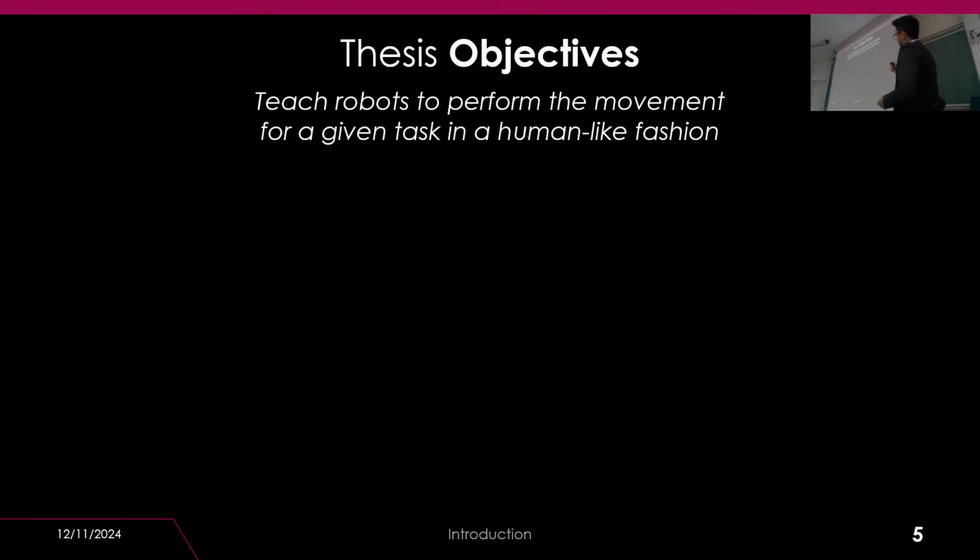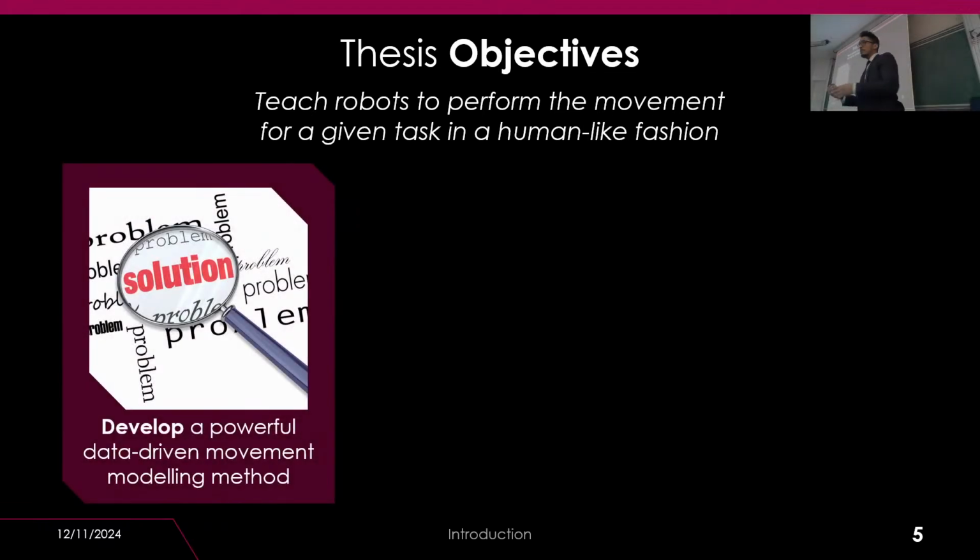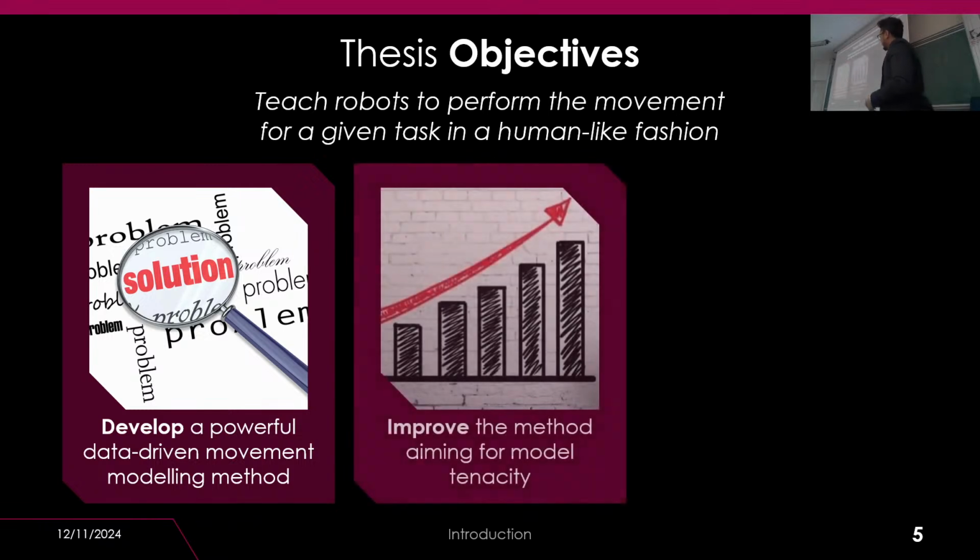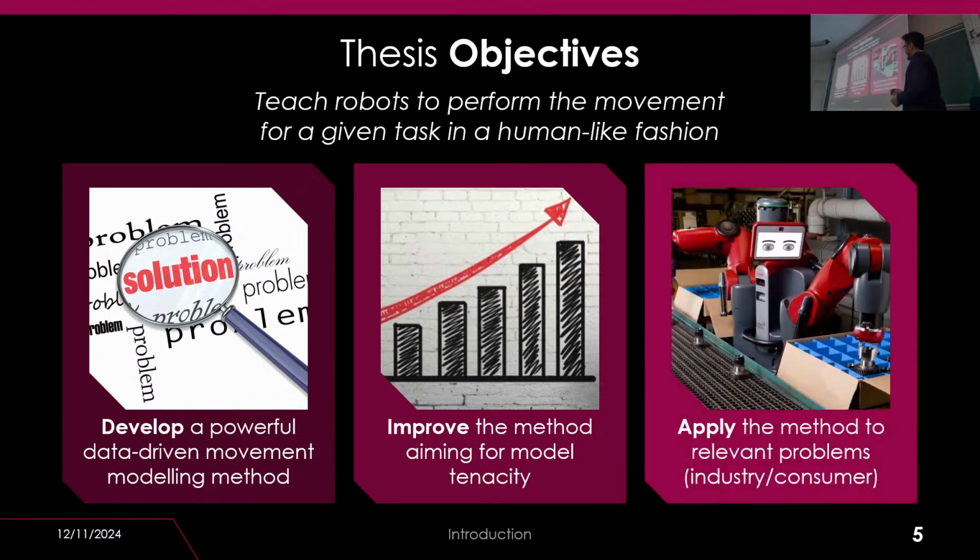Based on this premise, I have established three objectives for the thesis: developing a powerful data-driven movement modeling method oriented to teaching robots how to do things the way we would do them; improving this method, aiming towards model tenacity, which means models that withstand changes in external conditions; and finally, applying this method to relevant problems, specifically for the industry or perhaps for consumer services and so on.